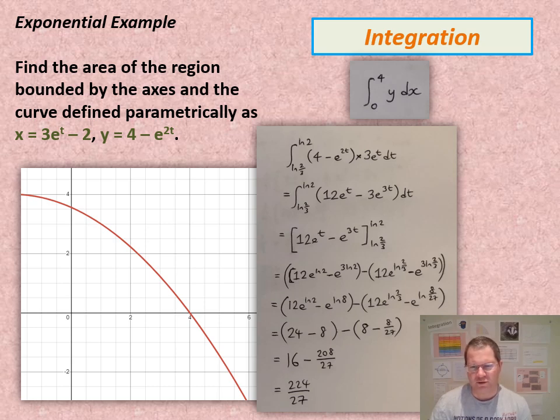So 12e to the ln 2 minus e to the ln 8, because we make it ln 2 cubed. And similarly at the end, we've got e to the ln 8/27, which is 2/3 cubed. 12e to the ln 2 is the same as 12 times 2, which is 24.